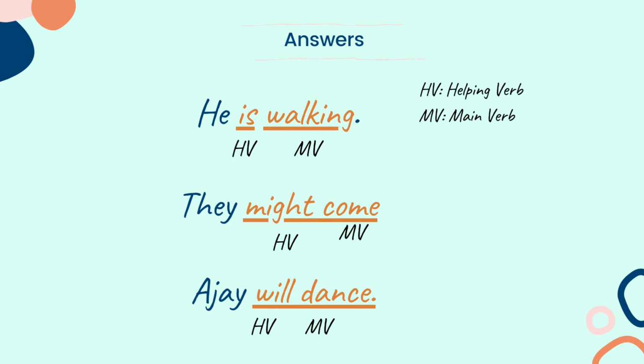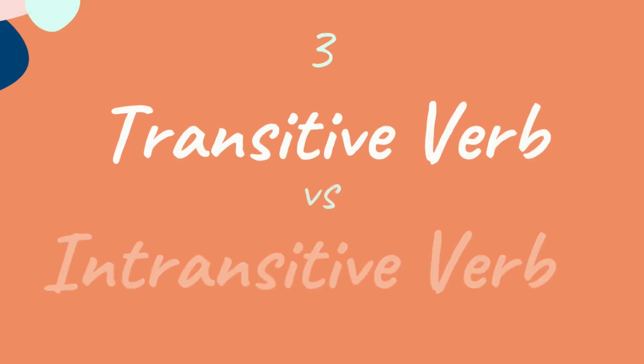The answers are on your screen now. Is, helping verb; walking, main verb; might, helping verb; come, main verb; will, helping verb; dance, main verb. I hope you would have given the correct answers. Now let's look into the next type of verb.